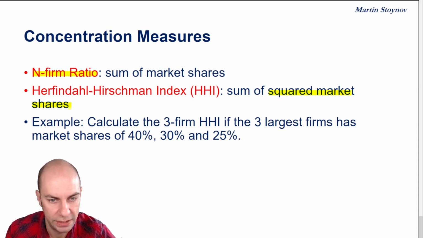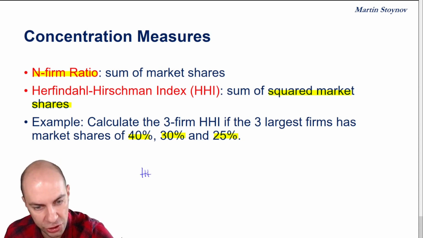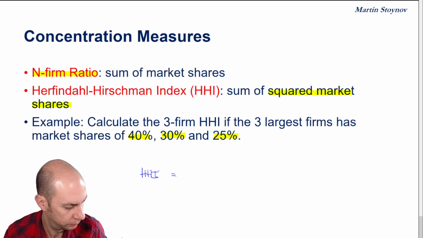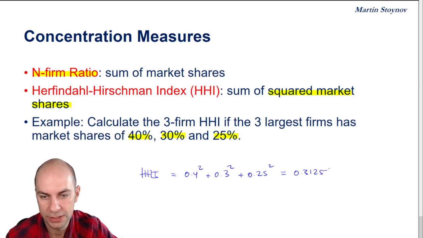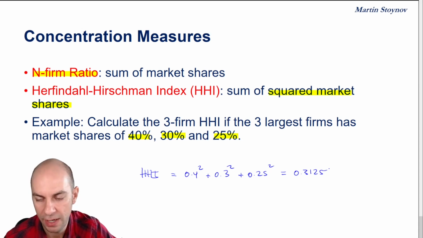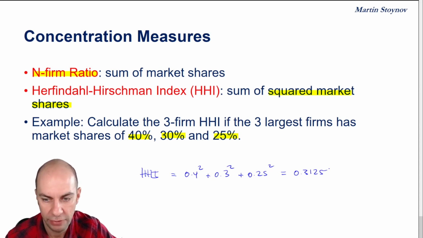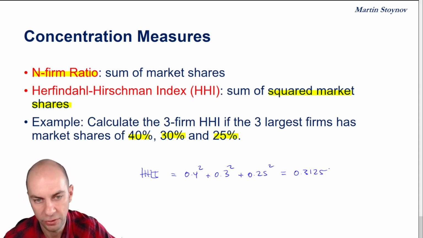So let's have a look at this example here. Calculate the three-firm HHI if the three largest firms have market shares of 40, 30, and 25%. So first of all, if I was doing the N-firm ratio, I would just say 40 plus 30 is 70, plus 25 is 95. The HHI would be equal to 0.4 squared plus 0.3 squared plus 0.25 squared. We take the market share, square them, and this gives us 0.3125.